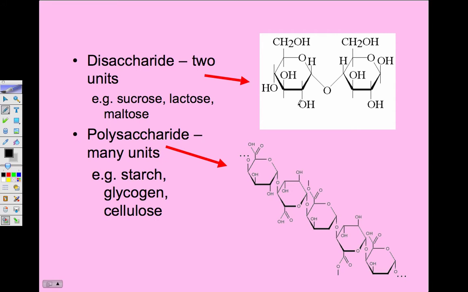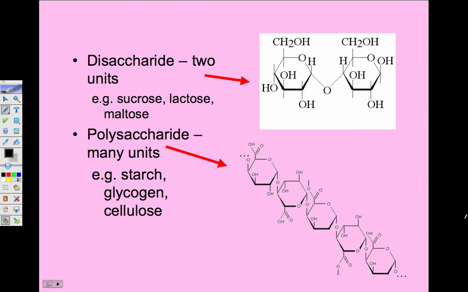Sucrose is what you know of as table sugar. Lactose is the kind of sugar found in milk. And maltose is a kind of sugar produced by some plants. It's also known as malt sugar and is what gives things like malted milkshakes and malted milk balls their distinctive flavor.